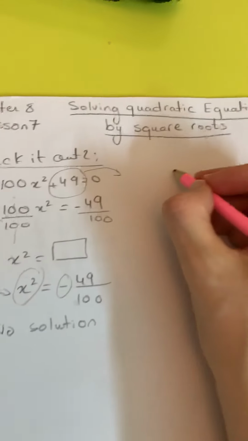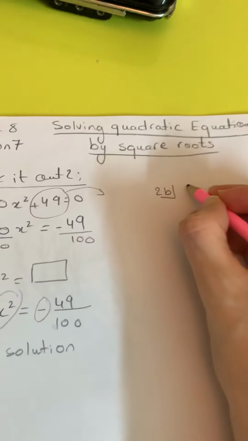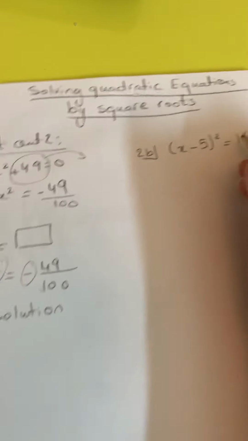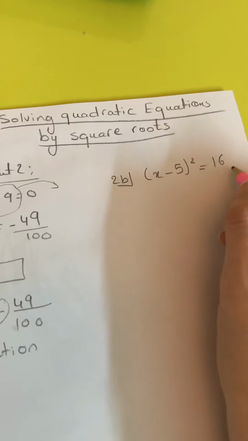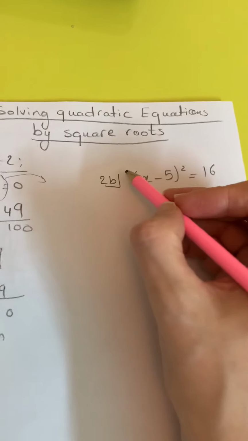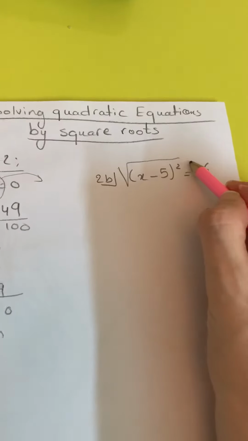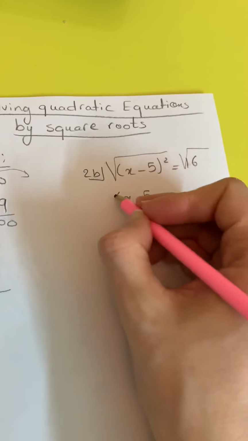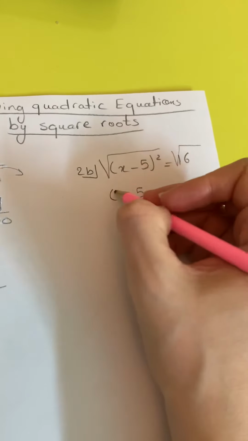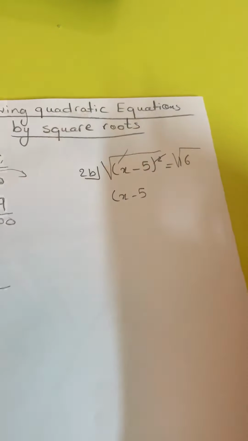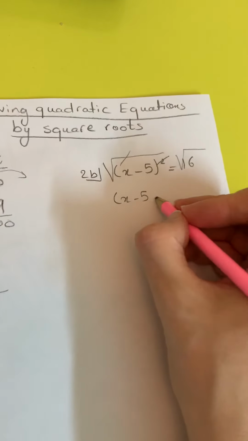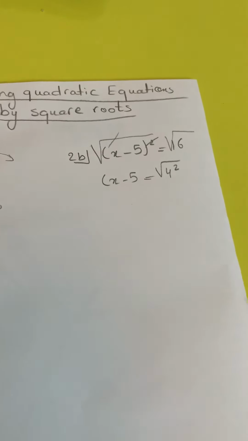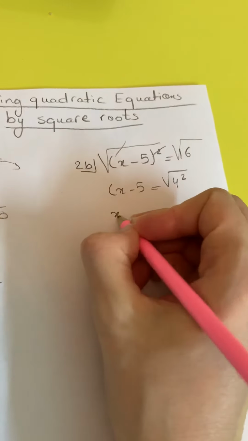Now 2b says, if you have this quadratic equation, x minus 5 to the power of 2 equals 16. Now you can directly put a square root here and a square root here. This will be x minus 5. No need for the parentheses or the power 2, because it will be cancelled by the square root. Now you already know by now that the square root of 16 will be 4.